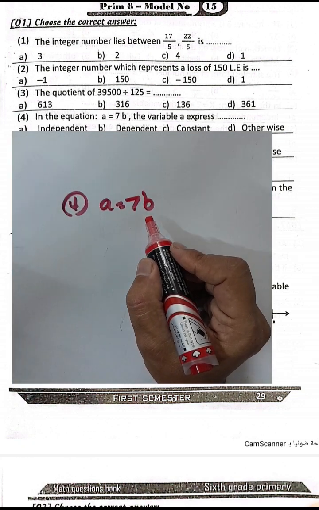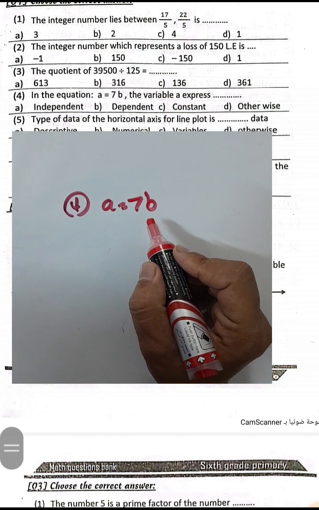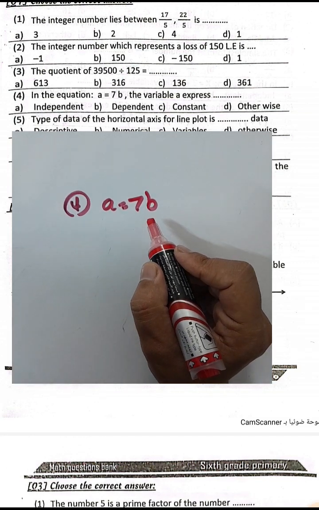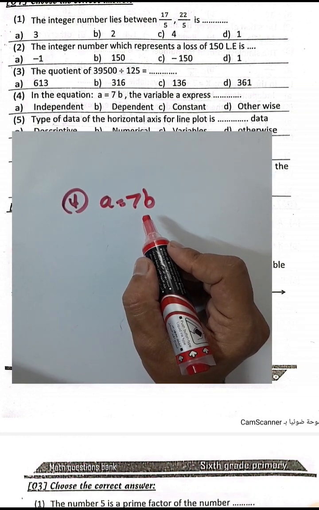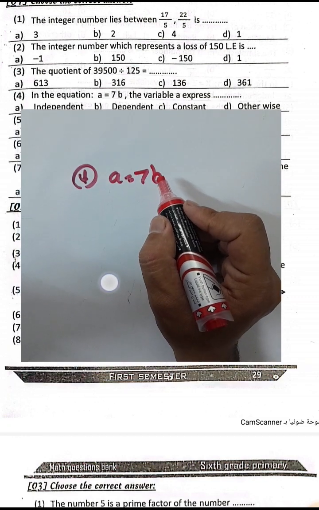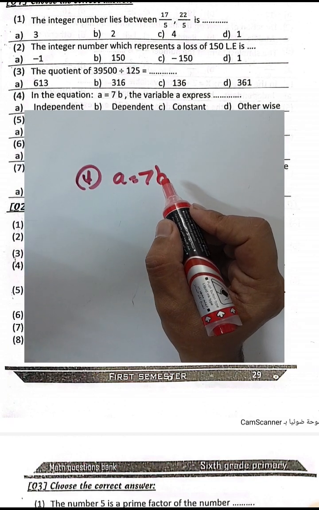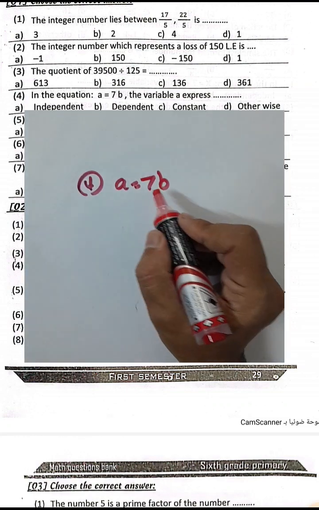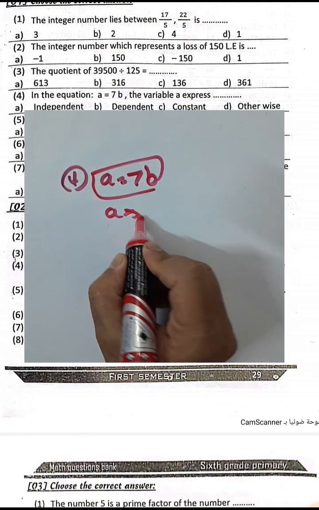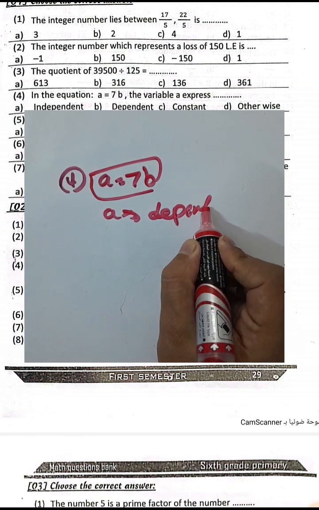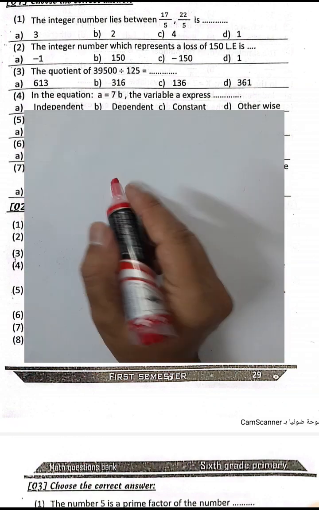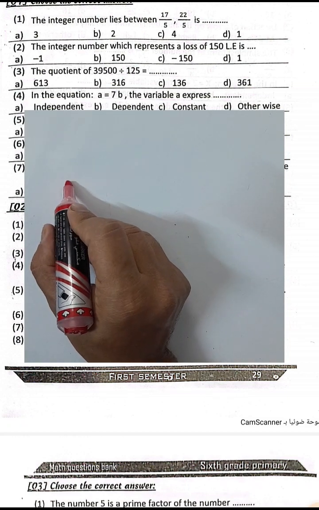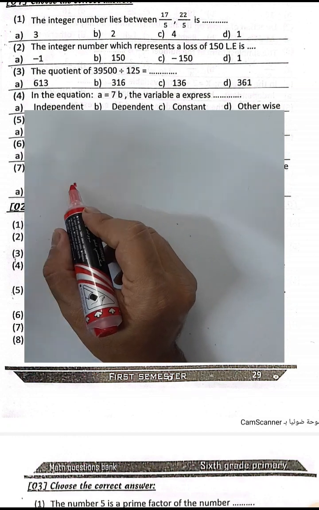The variable expresses, here we call that an equation. In the equation, the variable A. The variable A, here we call it what? Here A equals 7B. Here A we call it dependent. We call it what? Dependent. A here is dependent. Question number 4, dependent. Choose letter B.